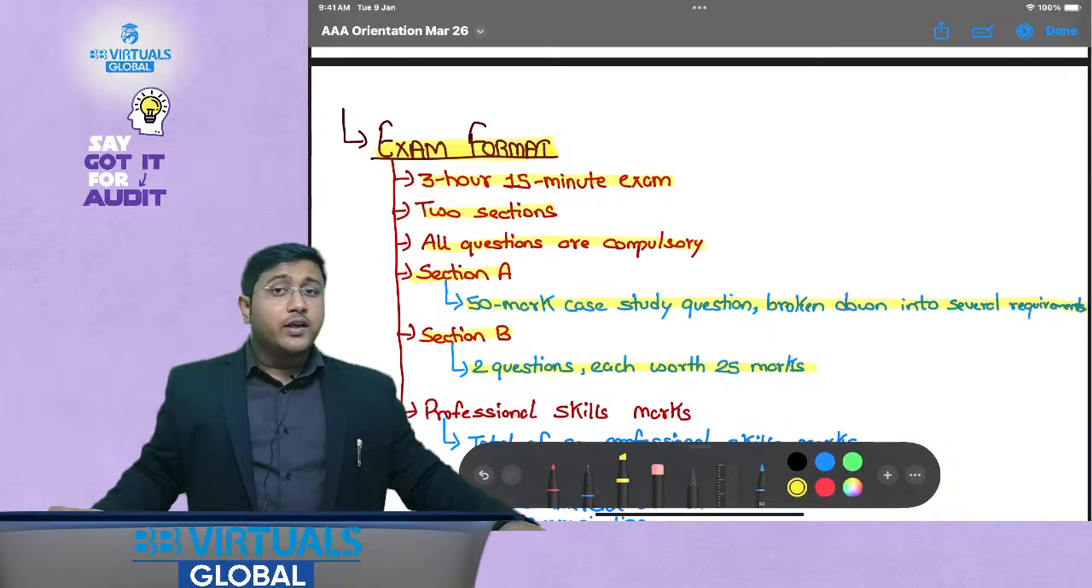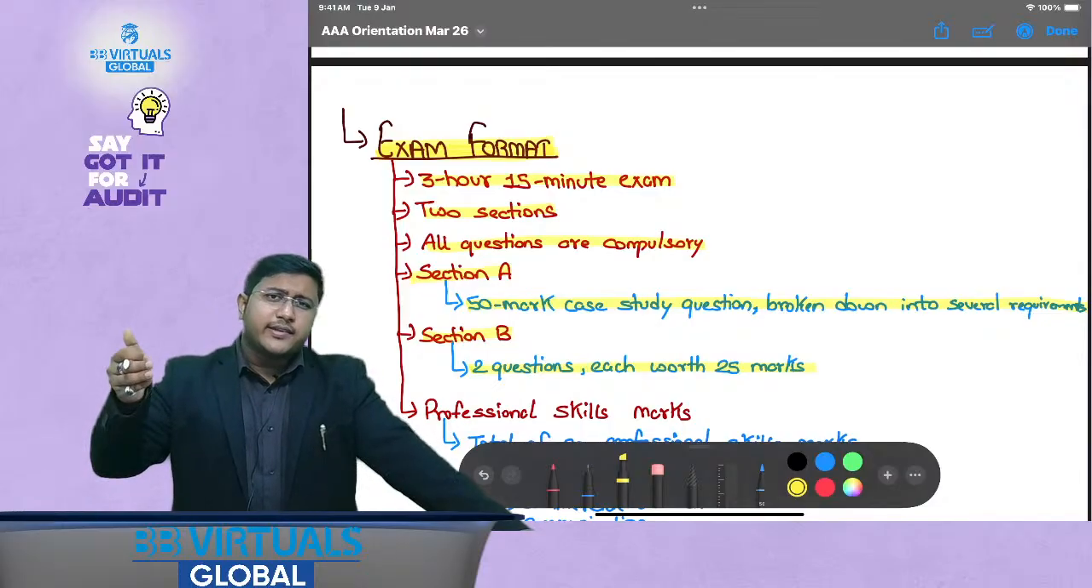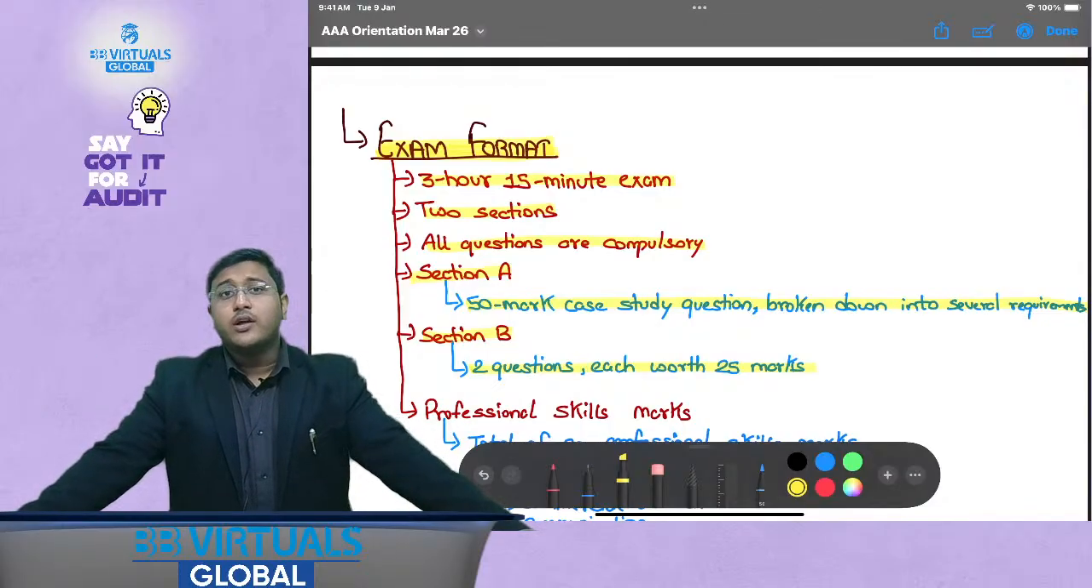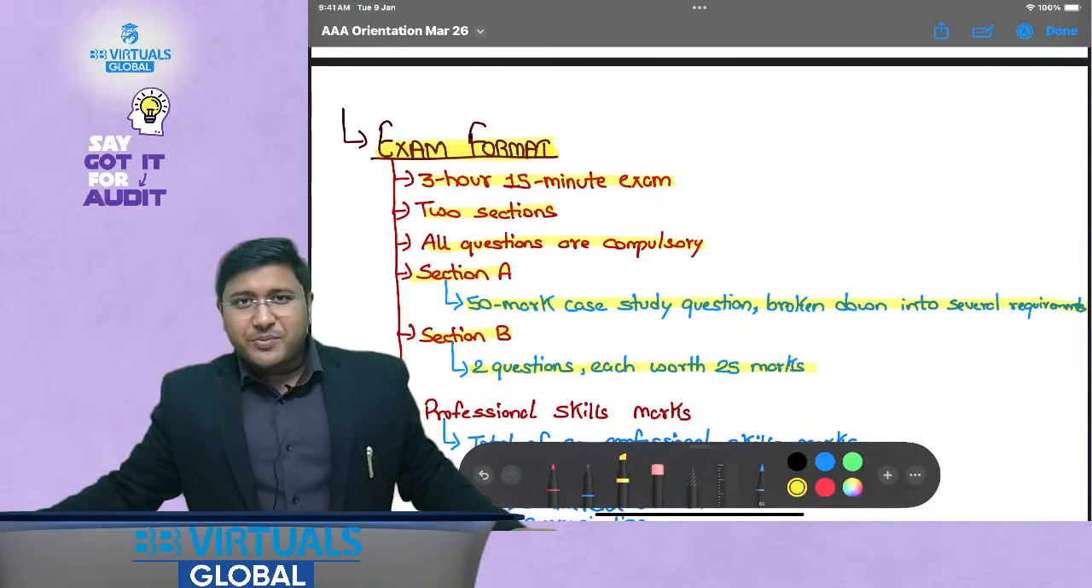Now when we talk about the reporting stage, that majorly talks about the ISA 700 series, where we talk about what the auditor's report could be, what certain contents could be, and what certain reporting requirements there are in the auditor's report. So that is going to be very important.